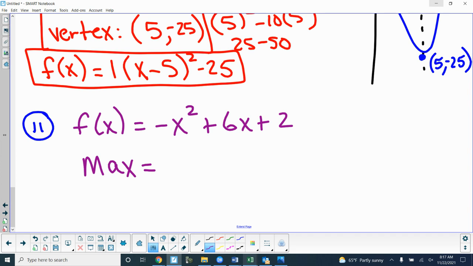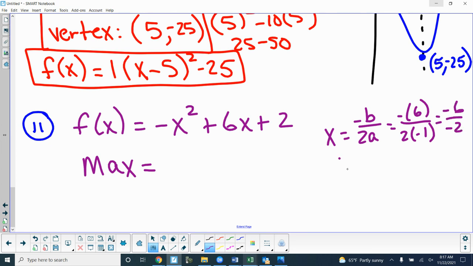Okay, so I have to find the vertex. Again, you can find the vertex however you want. I think it's easiest to use your little x equals negative b over 2a to find your x value, your vertex, your axis of symmetry. So negative b, b was 6, over 2a, a is negative 1. That's a negative 6 divided by negative 2. So x equals 3.